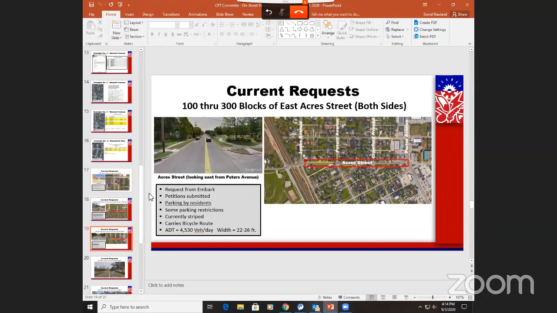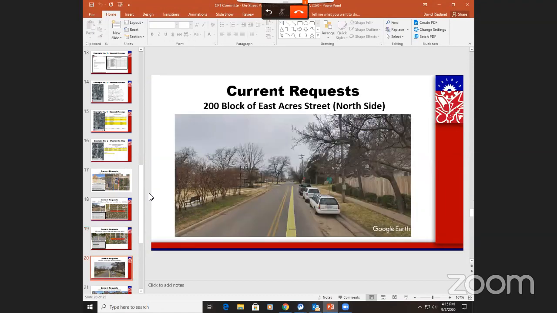Parking in the area is by residents. There are some parking restrictions in the area. The road is currently striped. It carries a bicycle route, has an average daily traffic volume of 4,530 vehicles per day, and a width that varies between 22 and 26 feet. This is the area where the parking occurs in the 200 block of East Acres on the north side.